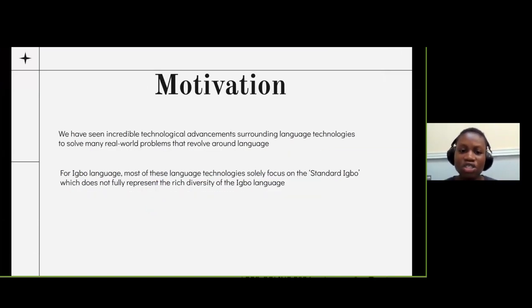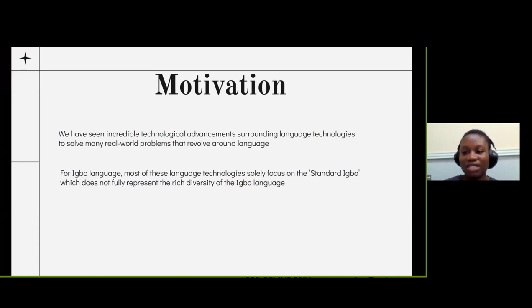The motivation for this was looking at the recent technological advancements surrounding language technologies. We see that for the Igbo language in particular, the language technologies being built around it focus solely on standard Igbo, which does not fully represent how richly diverse the Igbo language is. The Igbo language is rich in different dialects, which are unique to different regions and communities. And the challenge is that different speakers tend to write in a manner that reflects their specific dialect.